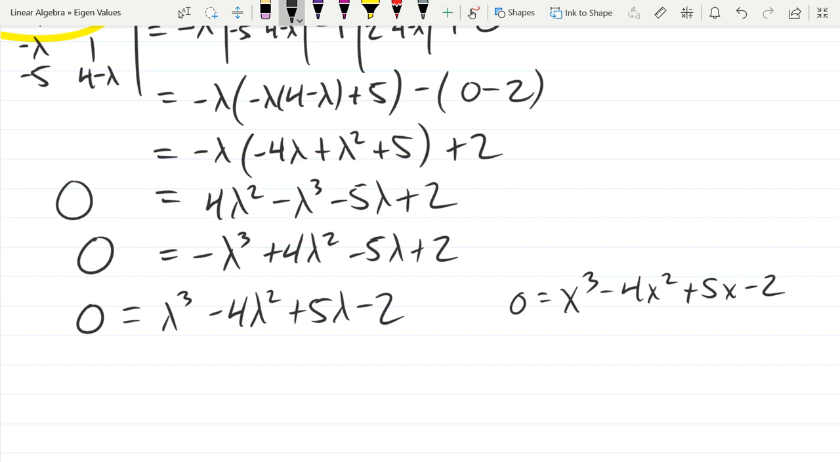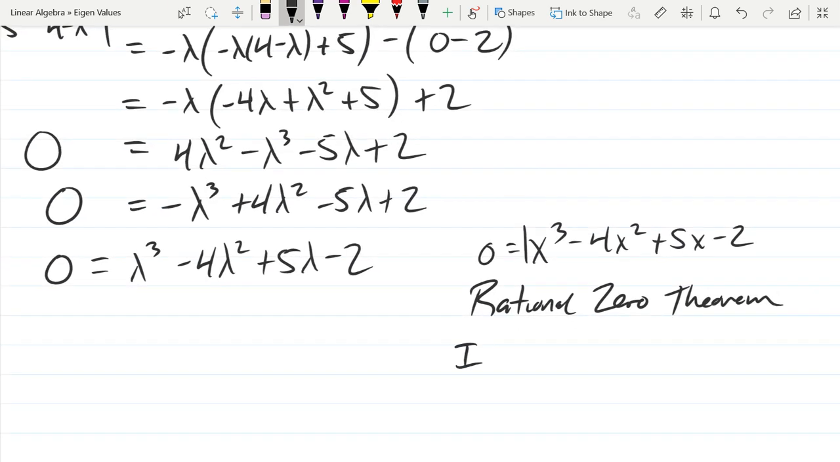Set x to 0, 0 will give us negative 2. If I didn't have a constant term, then x equals 0 would be one solution. All right, rational zero theorem, obviously. So we're going to use the rational zero theorem here. All right, rational zero theorem, you're going to take factors of the constant coefficient divided by factors of the leading coefficient.